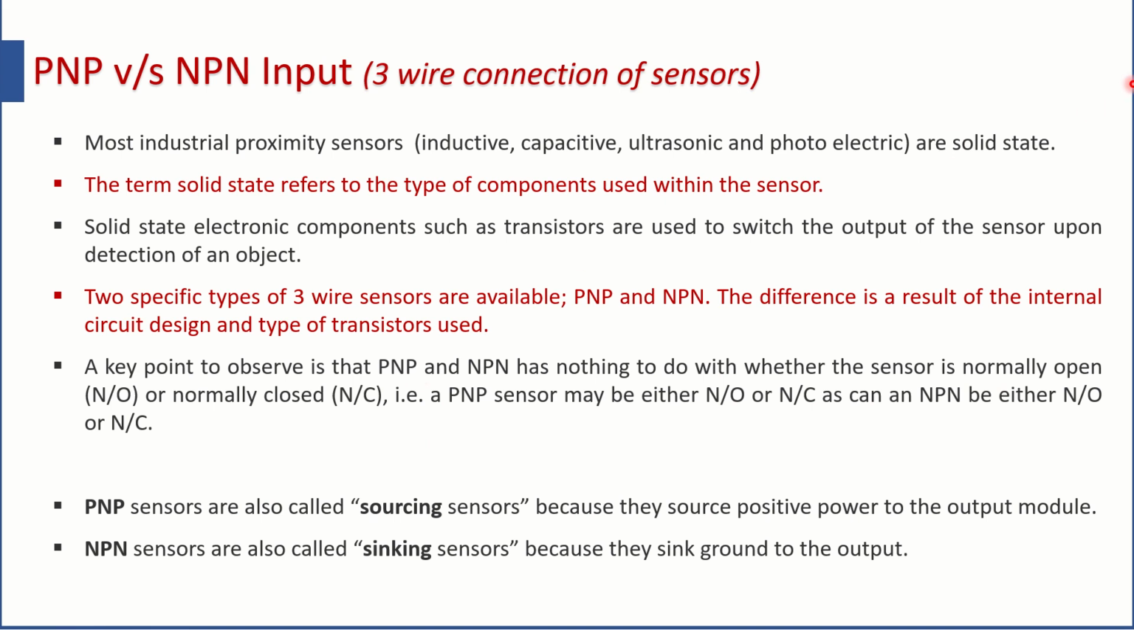Now another terminology which is there after this sinking and sourcing, which is PNP and NPN. Now you see, I am talking of very practical purposes. Whenever you talk of any sensor, maybe you are talking of a proximity sensor, such sensors have a three-wire connection. One is the supply, other is the ground, and the final one is the signal. So such type of sensors can be PNP type or NPN type.